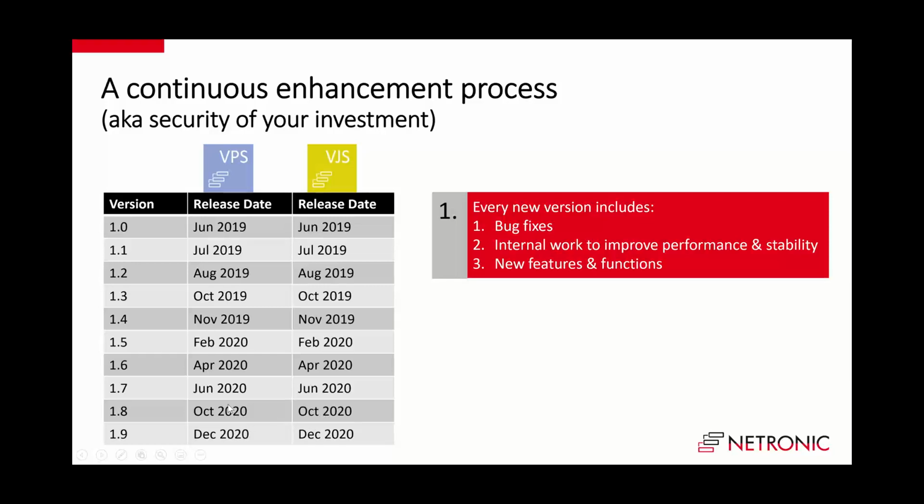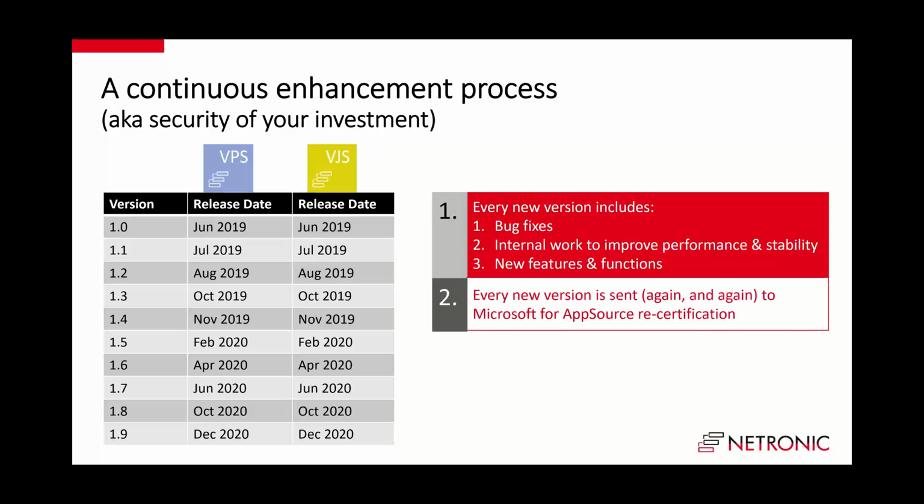And when we ship a new version, there are a couple of things that you should be aware of, and this is true both for VPS and VJS, and also for the Visual Advanced Production Scheduler that I will talk about on Thursday. So every new version always includes bug fixes. Then we always do some internal work to improve performance and stability. And then a new version also should include new features and functions.